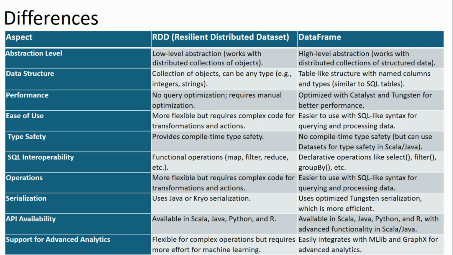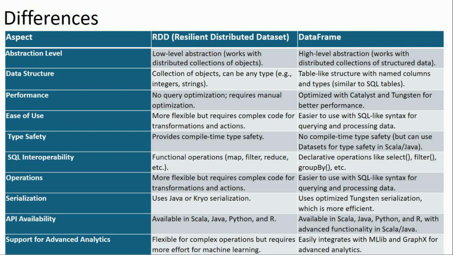The data structure is another key difference. RDDs are unstructured. They don't have any inherent schema or column names. This means you can store any type of data, which makes them more flexible but harder to manage. In contrast, data frames have a structured schema. Data is organized in columns with specific types, similar to a table in a relational database. This structured approach makes data frames ideal for handling data that follows a predictable structure, such as CSVs, JSON, or Parquet files.